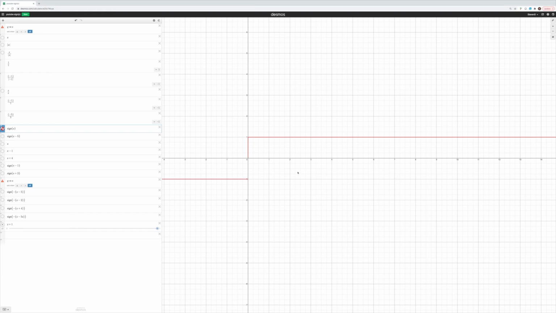Okay, so now this graph by itself is kind of nice, but what do we do with it? Like, what can we do? So we can move the graph really easily. It's kind of an easy technique.